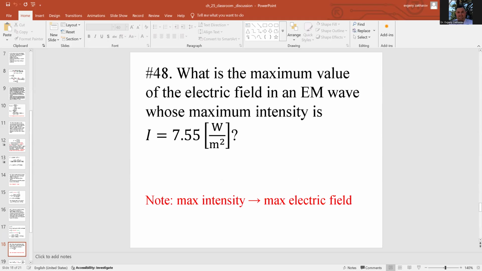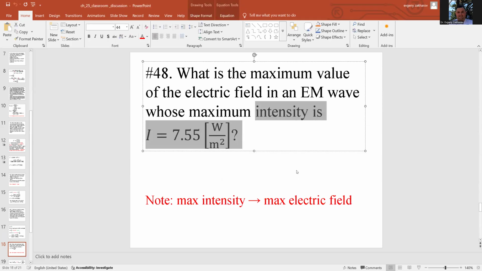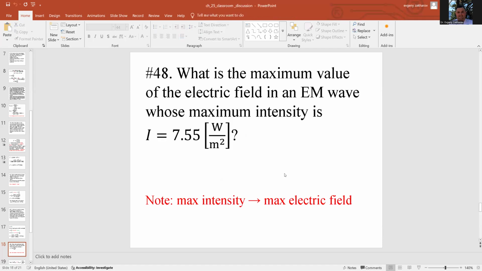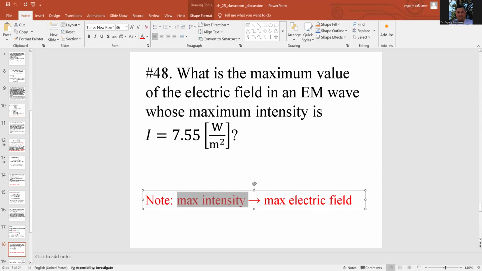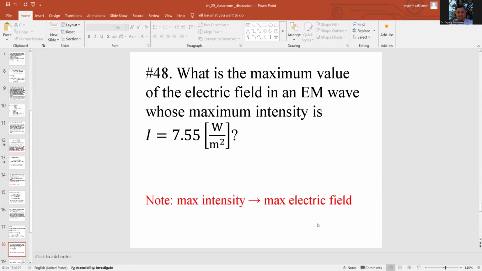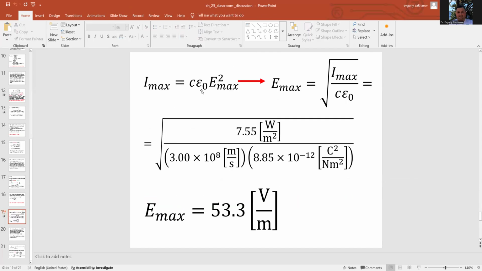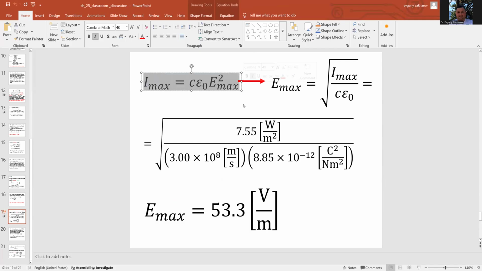Now for the intensity. We have the intensity given, and the question is, what's the electric field? We discussed the formulas that connect electric field, magnetic field, and the speed of light. Maxwell's prediction for the speed of light comes from that analysis as well. And for the maximum intensity, you definitely expect the maximum electric field. And there was a formula. Yeah, that's the formula I'm talking about.